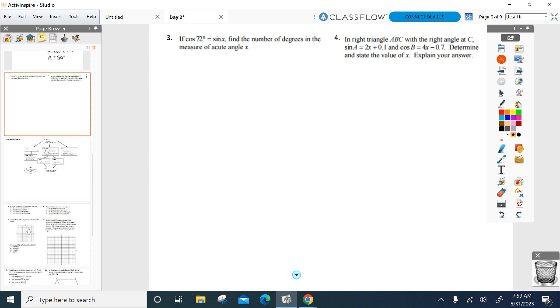Cosine 72. How do I find out what it's equal to? Sine of... Here you go, a little note. So now we know it going in. Cosine of any angle is always equal to the sine of 90 minus that angle. Remember, if sine and cosine are equal, their angles are complementary.